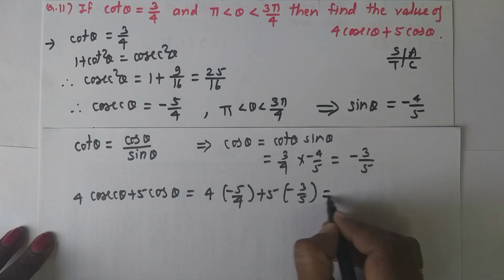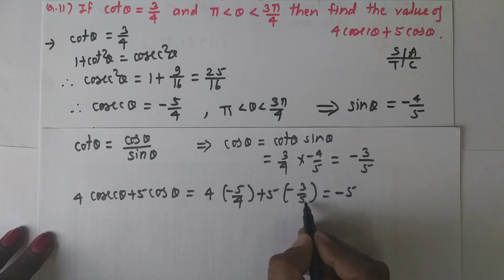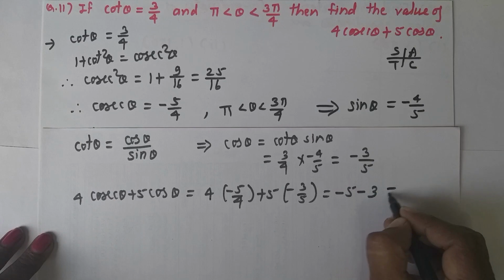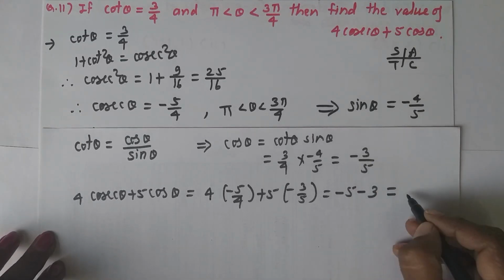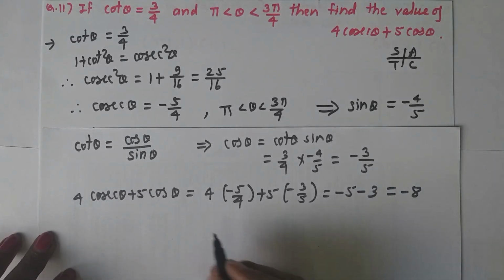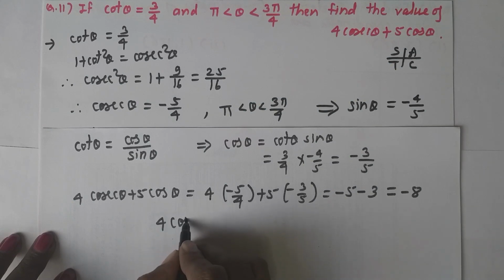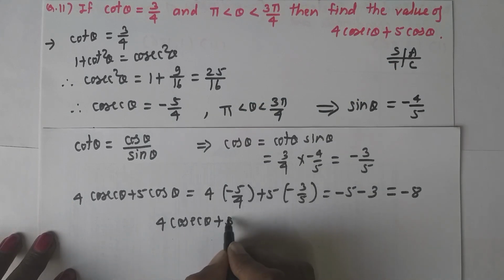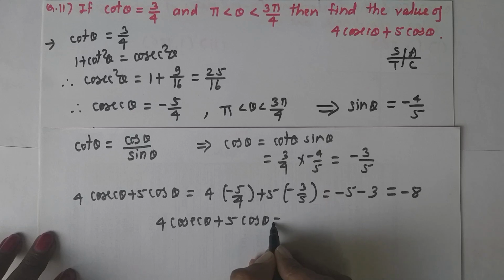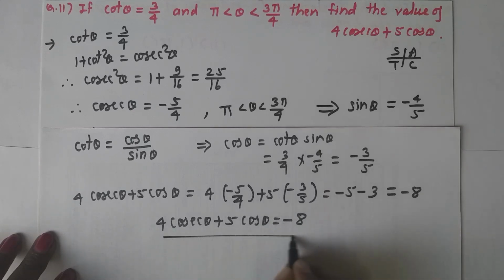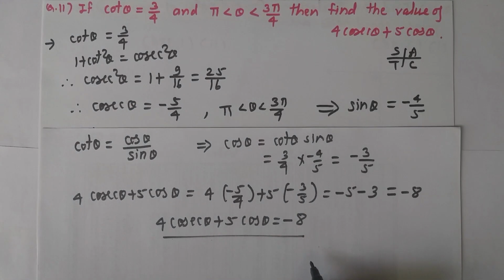This 4 will get cancelled, we get here minus 5, here 5 will get cancelled, minus 3. Minus 5 minus 3 will be minus 8. In this way we have got the value of 4 cosec theta plus 5 cos theta is equal to minus 8. In this way it is very simple.